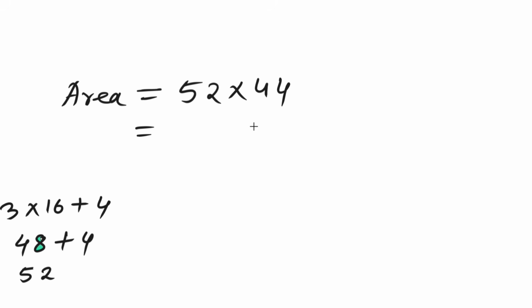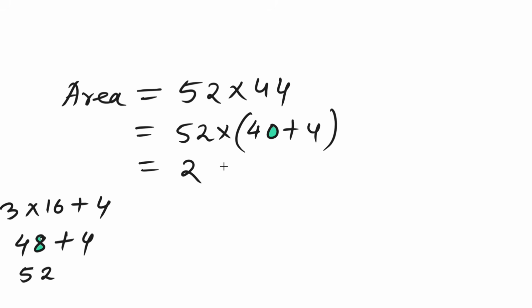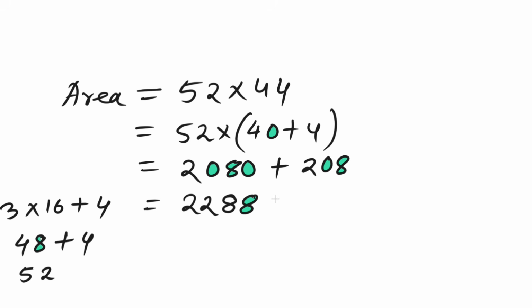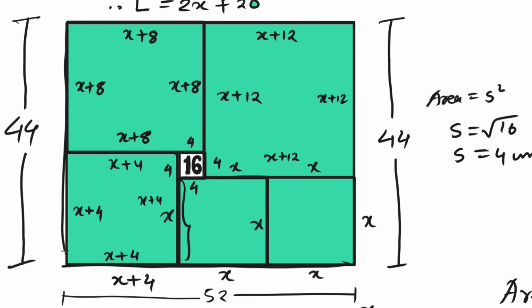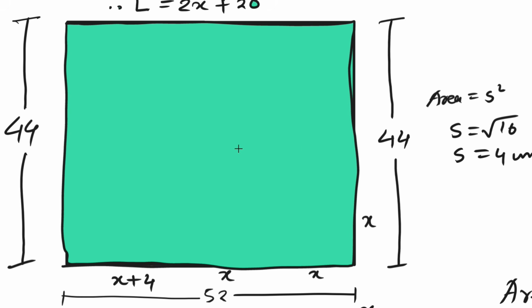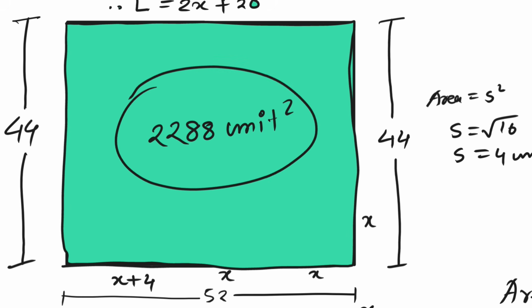We can split 44 into 40 plus 4. So 52 multiplied by 40 is 2080, and 52 multiplied by 4 is 208. Now add those two results. 2080 plus 208 equals 2288. Therefore, after working through all the side relationships and checking our dimensions, the area of the entire large rectangle is 2288 square units.